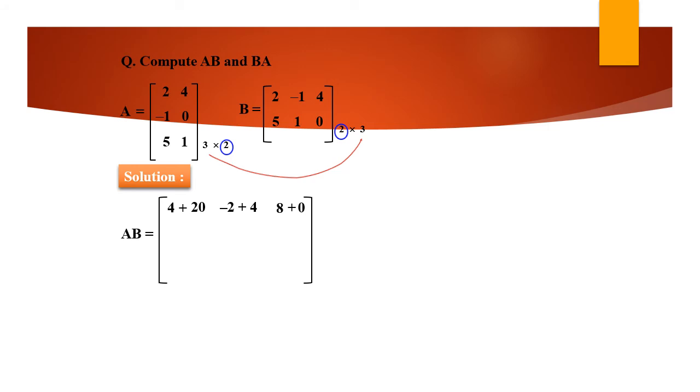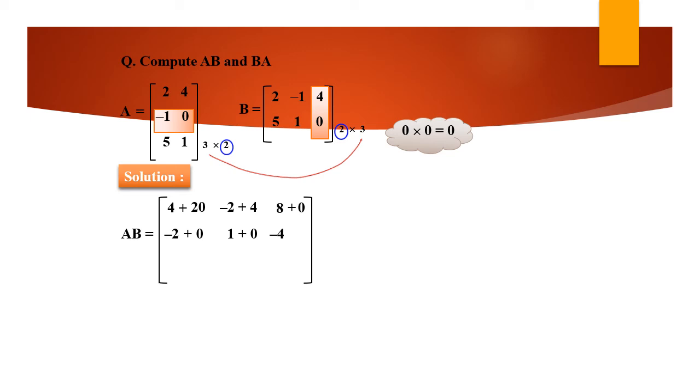Next, we are multiplying the elements of row 2 with the first column, second column and third column to obtain the next three elements. So minus 1 into 2 plus 0 into 5. We get minus 2 plus 0. Next, minus 1 into minus 1 is plus 1 and 0 into 1 is 0. Next, minus 1 into 4 is minus 4 and 0 into 0 is again 0. So we get minus 4.